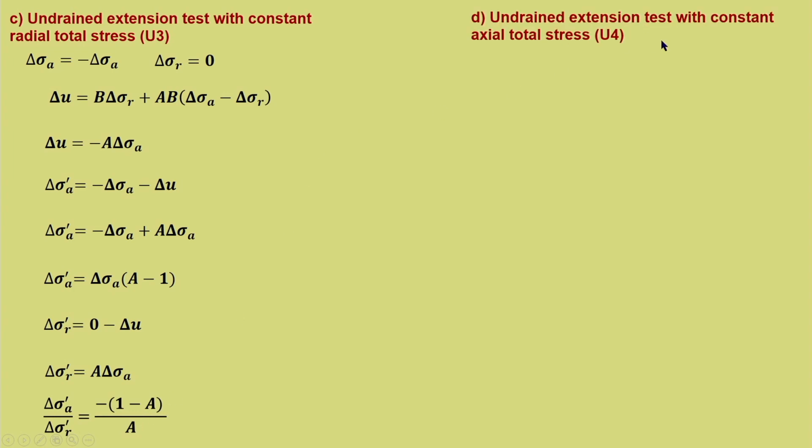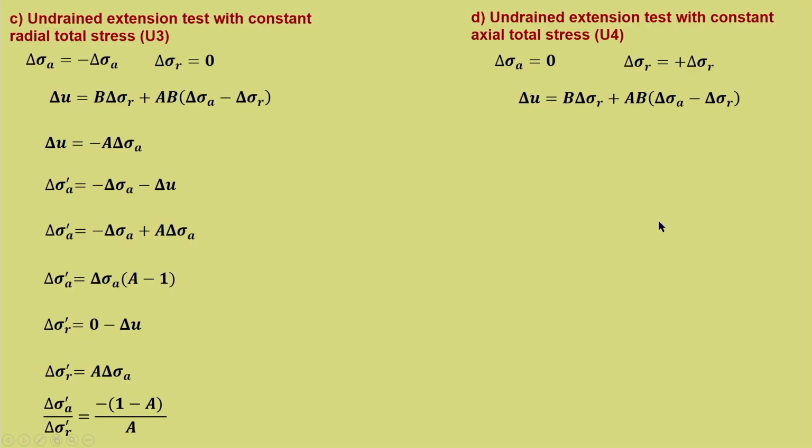Now, the fourth case is undrained extension test with constant axial total stress. So, we need to create extension. If it is constant axial total stress, then delta sigma A equal to 0. Then if extension has to be created, it has to be an increase in the radial stress, so that it is a kind of squeezing effect, delta sigma r.